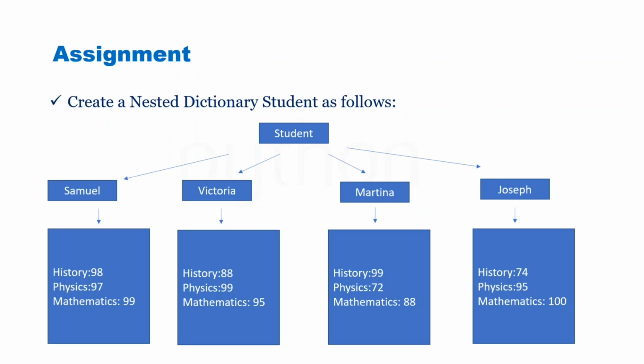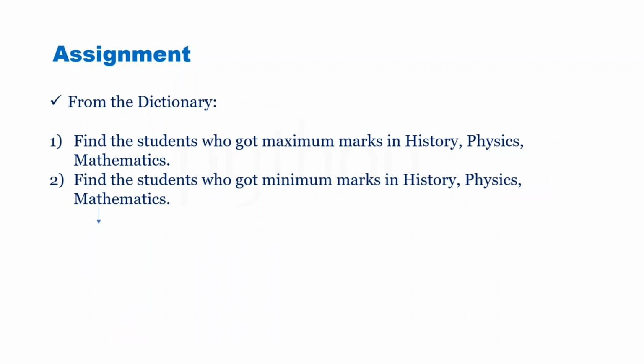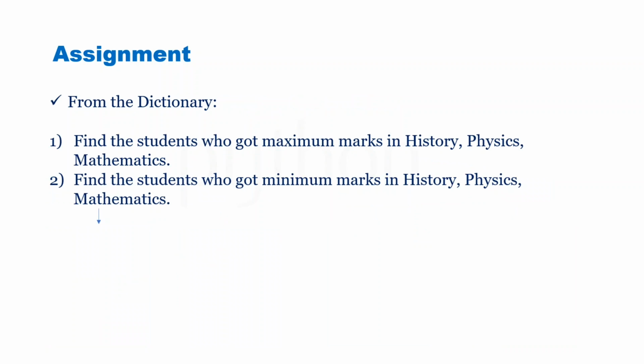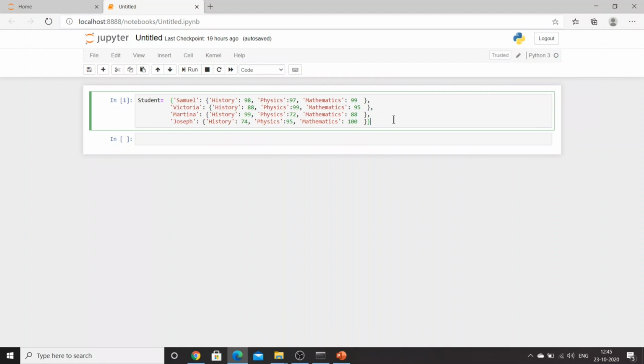Okay, so we have to create this dictionary. Then what we need to do, we need to find the students who got maximum marks in history, physics and mathematics, and we also need to find out who got minimum marks in history, physics and mathematics from this dictionary. So let's go to Jupyter notebook and create this dictionary, and then we will solve the 2 questions that we have. Okay, so I have opened my Jupyter notebook.